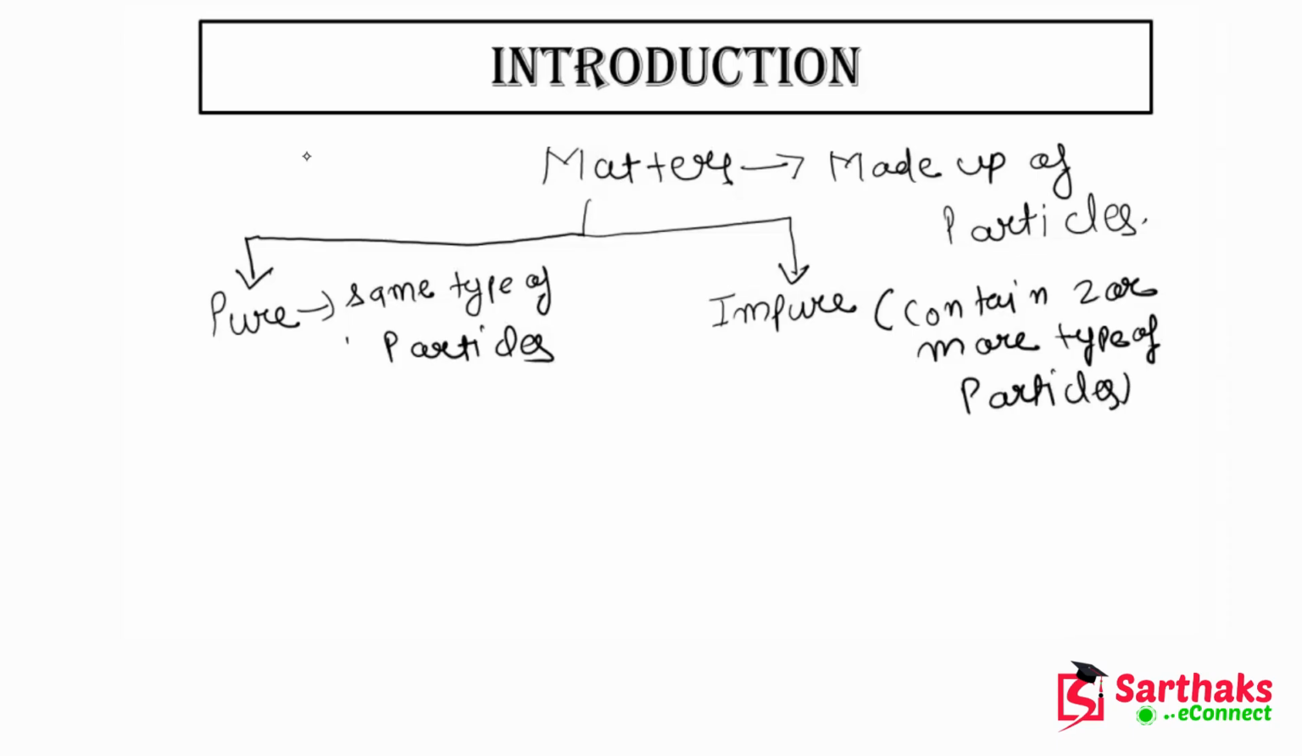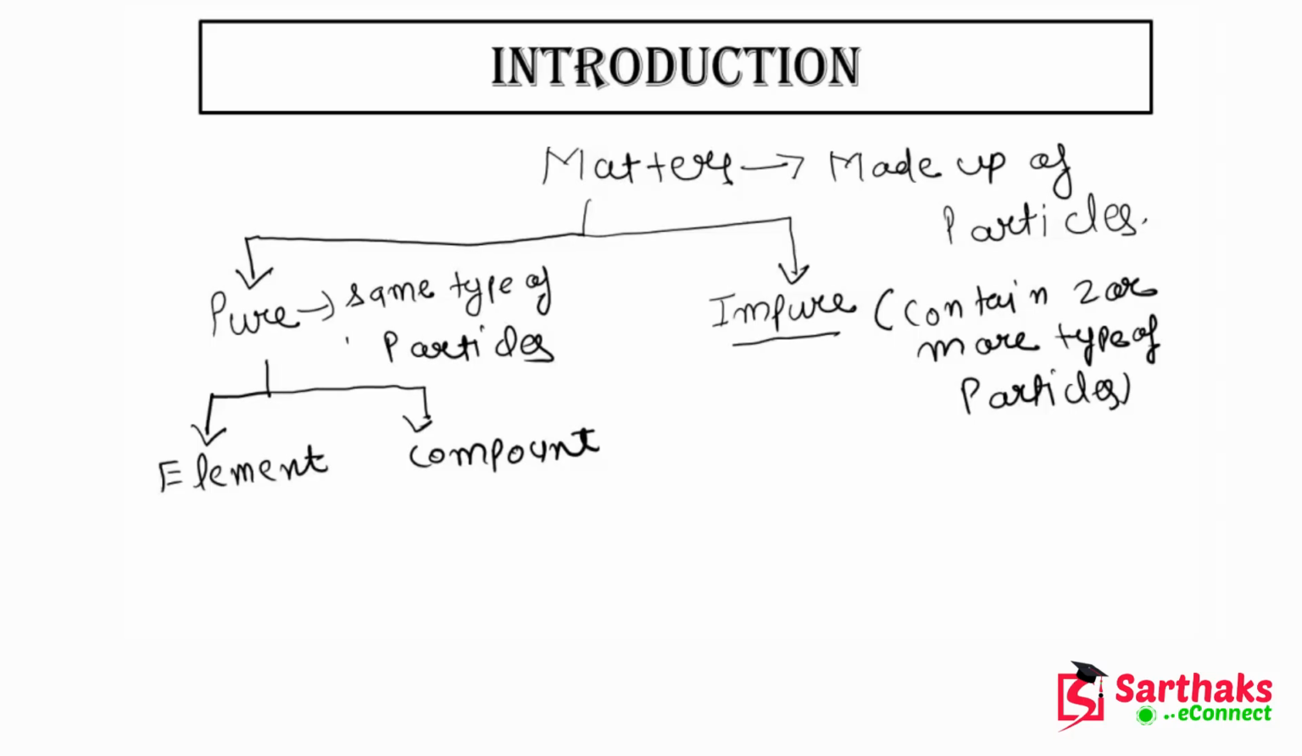So guys, what happens if you further classify this impure matter? Then it will be classified into mixtures, and there are two types of mixture, homogeneous and heterogeneous. We will not go that deep. We will just classify pure matter, and pure matter can be classified into element and compound.